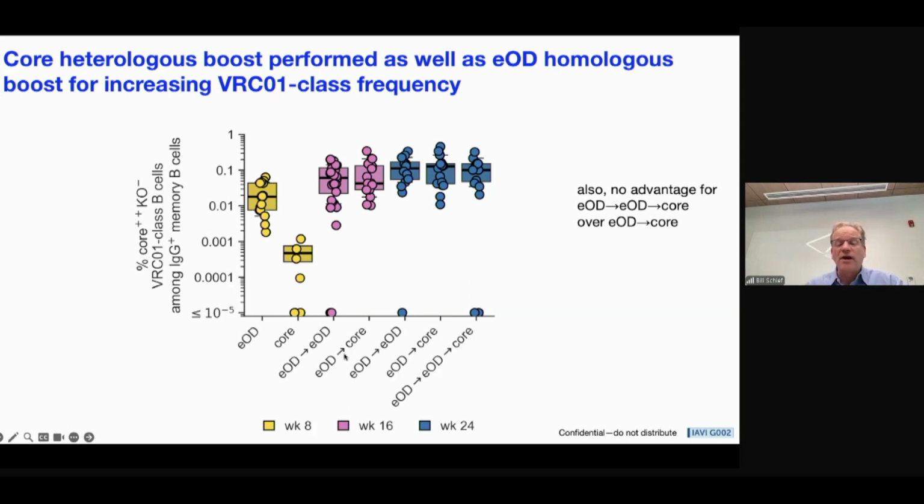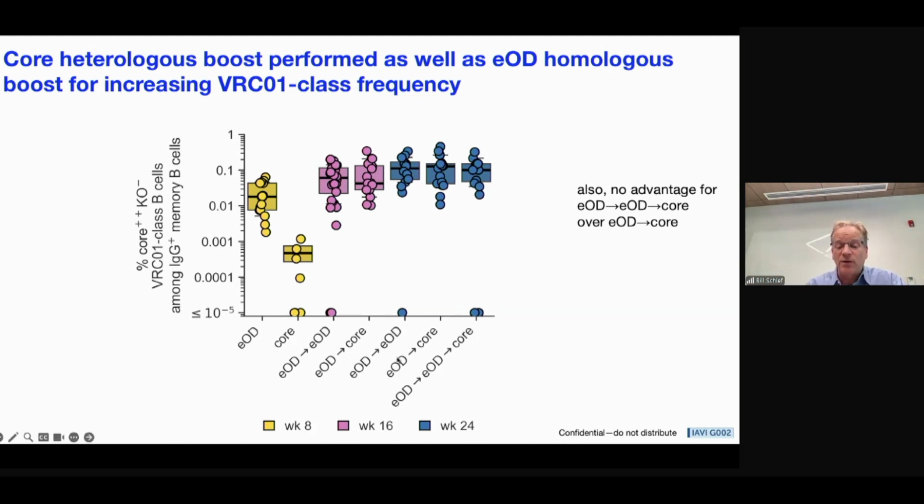I don't want to walk you through everything, but 2 shots of EOD is here. That's everyone who got 2 immunizations with the priming immunogen, and it produced this frequency of VRC1 class responses that could bind to the core boost. When you give a core heterologous boost, you get a similar frequency. We didn't know what would happen. The core has lower affinity for naive precursors, so there was a danger that the frequency would be lower. We thought maybe it would be higher. It turns out it's about the same.